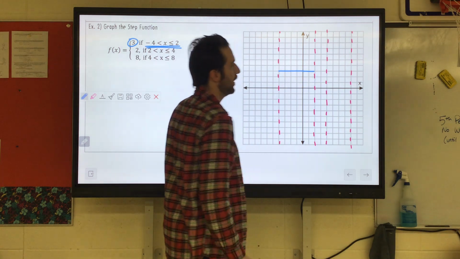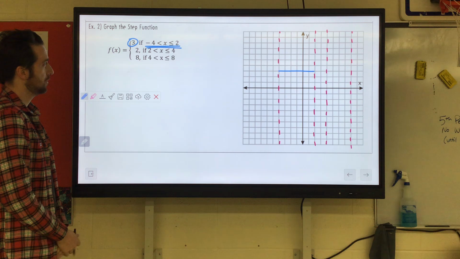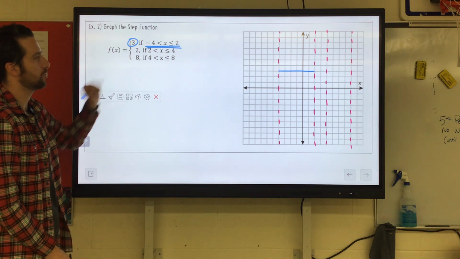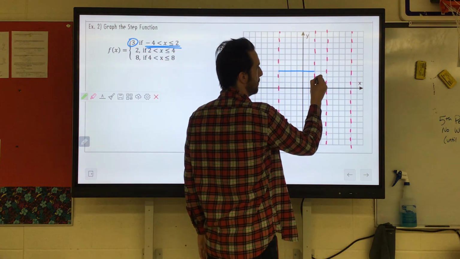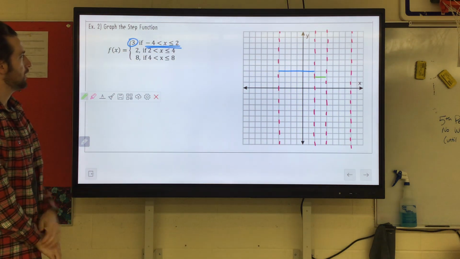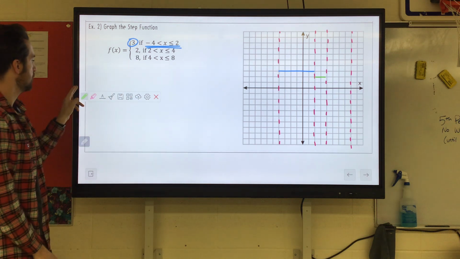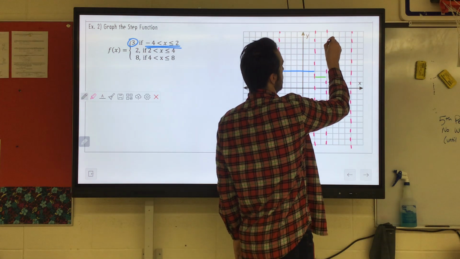We'll come back and get the dots at the end. The next chunk, between 2 and 4, we're going to be at 2, a flat line at 2. And in that last chunk from 4 to 8, we're going to be at positive 8. So that would be all the way up here.